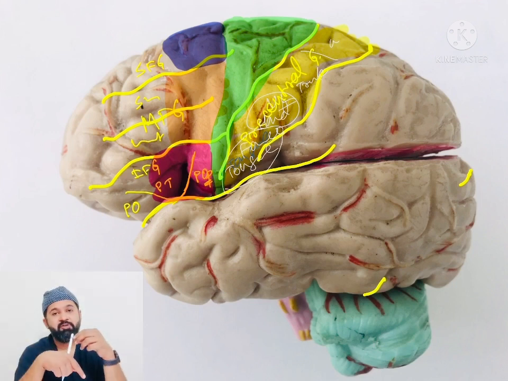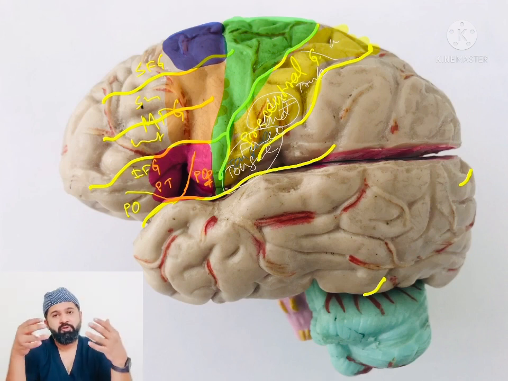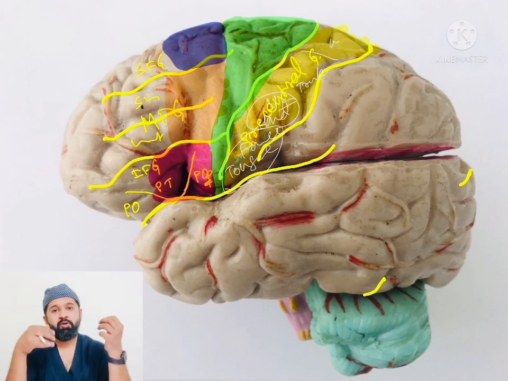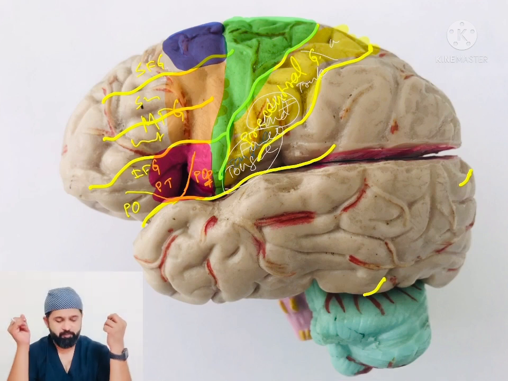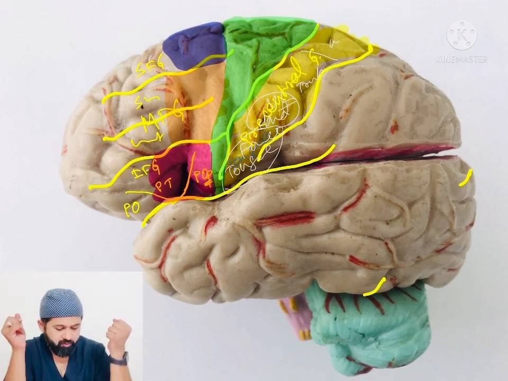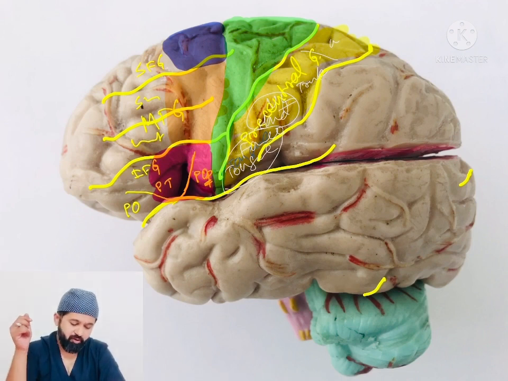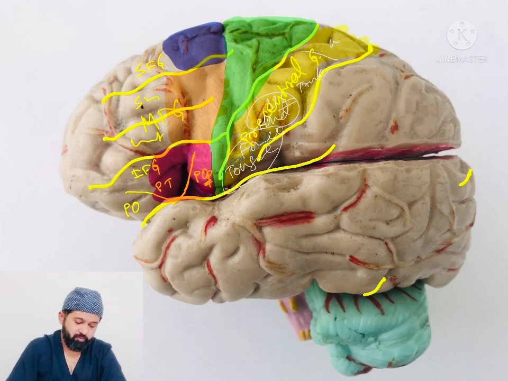So if you have damage in this area, then the person will not be able to speak. The patient will understand everything, whatever is being told or whatever he or she is saying, but they will not be able to speak what they intend to. They want to speak, but they will not be able to articulate into words. This kind of difficulty is known as aphasia, and particularly if the difficulty lies in the motor area, then it is known as Broca's aphasia or motor aphasia. This area is known as Broca's area.